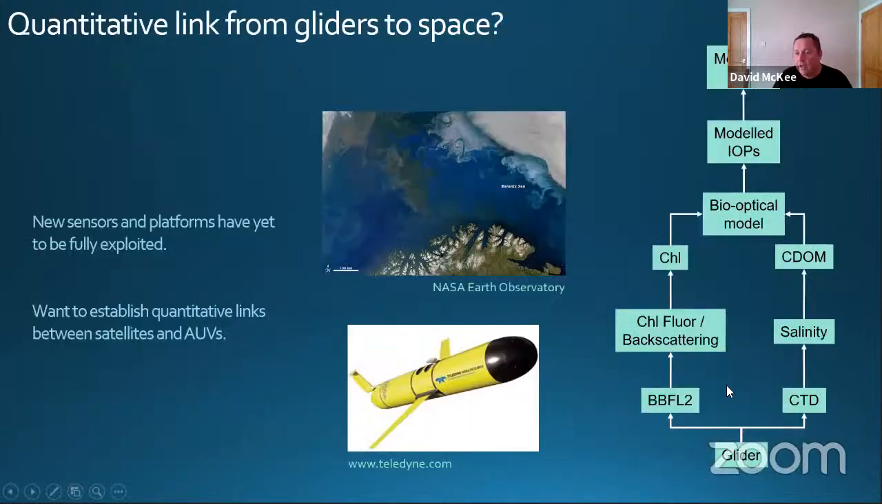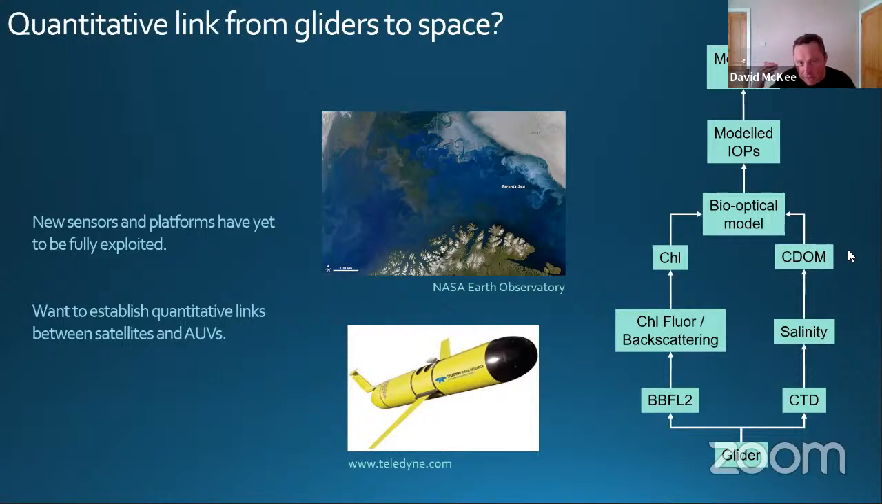We have here a plan, and we take data from the glider, which in this case is backscattering and fluorescence data from one of the small sensors that's mounted on there, and also salinity from the CTD. We can use that to generate estimates of the chlorophyll concentration and the dissolved organic concentration. From there, we can put that into a bio-optical model that we've developed based on our shipboard measurements at 3 different points through the season.